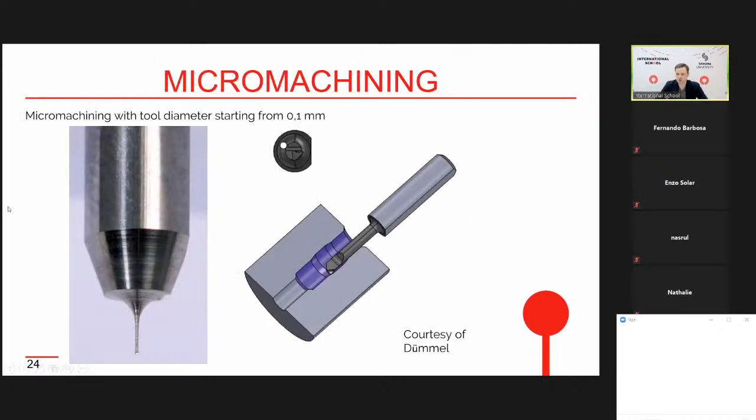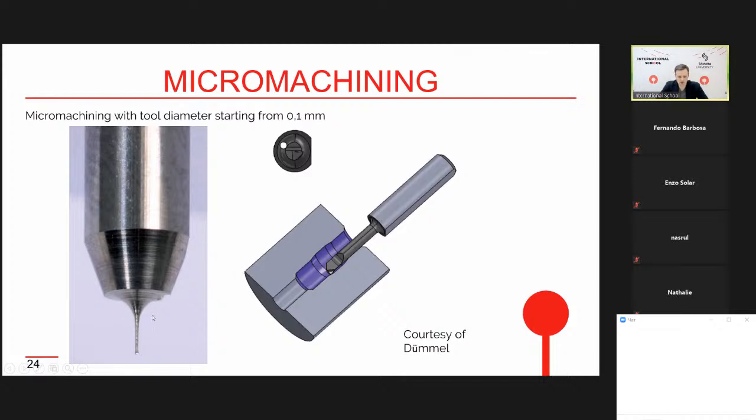Okay, another topic in machining is micro machining. It's an interesting topic, and a lot of micro parts are made using this technique. Medical devices, some scientific equipment is made by these techniques. Here you can see a turning tool with a working diameter of approximately 3 millimeters. But really micro machining starts from diameters of 0.1 millimeters.